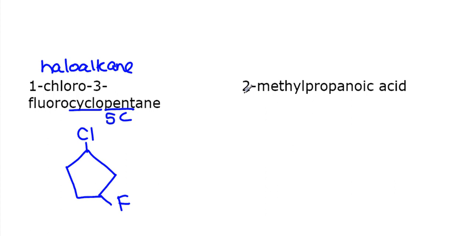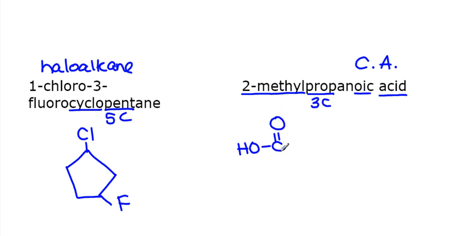I take a look at my name. I've got a branch on number 2. My longest chain prop is 3 carbons, but on the end here I see oic acid. This means I have a carboxylic acid. A carboxylic acid has to have a carboxyl group. So when I draw this one, I'm going to draw my carboxyl group. You could stick it on any end of the molecule. I put it on number 1 here.